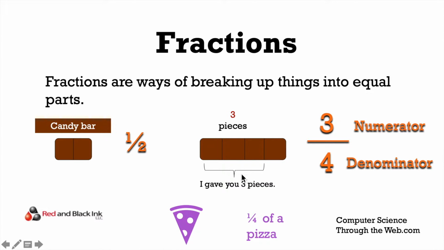And then I gave you 3 of them. So whatever part I'm dealing with, I want to deal with how many I gave you. I gave you 3 of them, so I gave you 3/4 of this candy bar. So that's one way of looking at it. It's a simple way of taking a look at it.